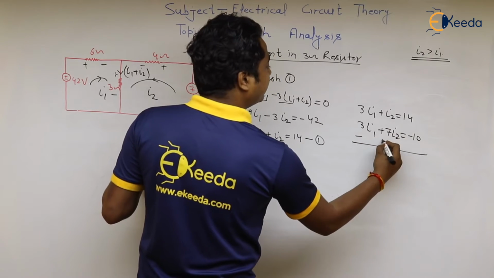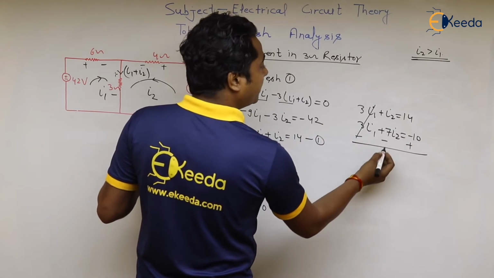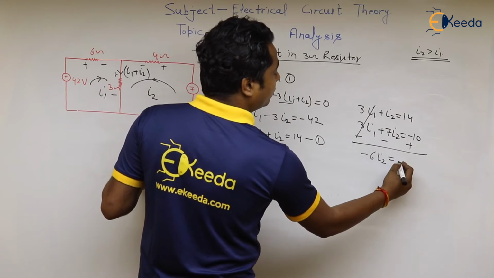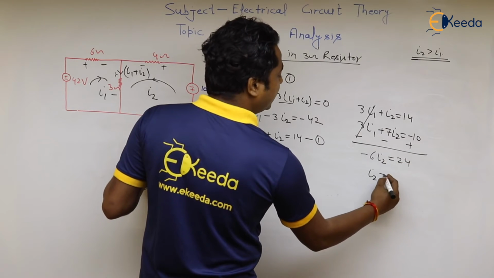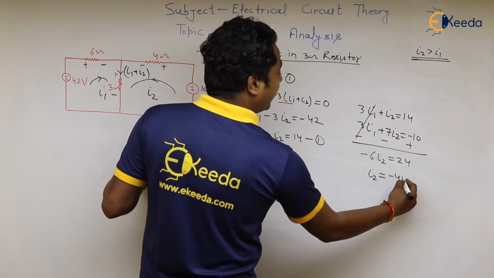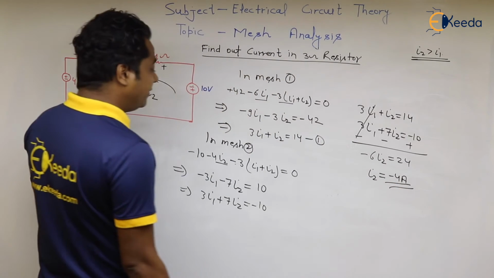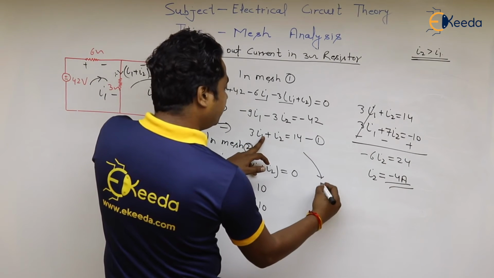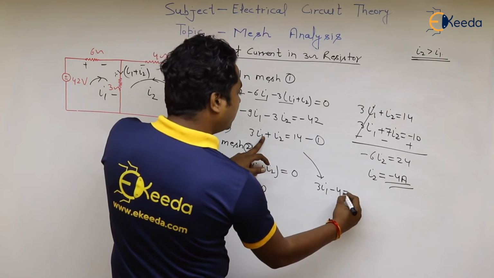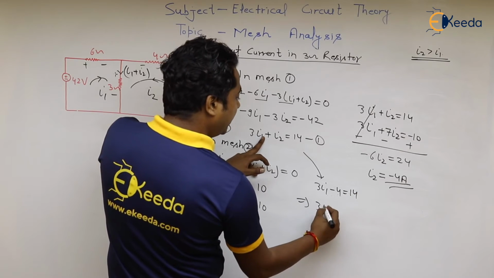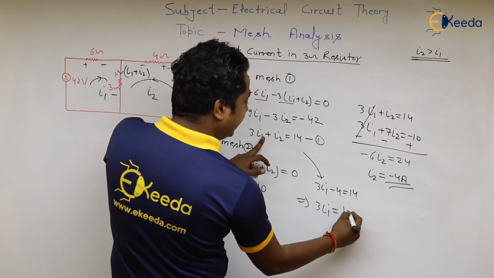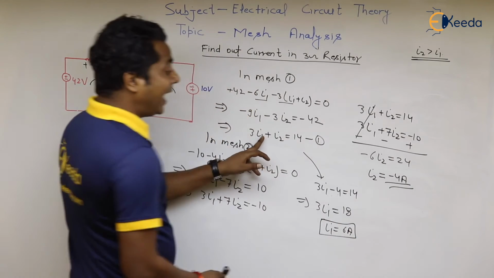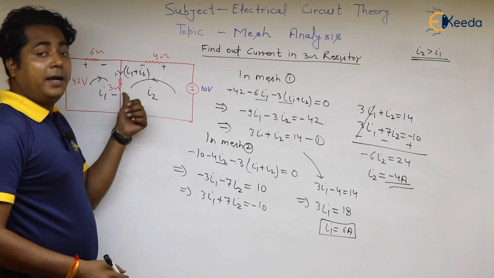I'm just subtracting. This cancels out and this will be your minus 6 I2 is equal to what? 14 plus 10 is equal to 24. So the value of I2 is coming to be what? Minus 4 ampere, and the value of I1 we can calculate from here. 3 I1 minus 4 is equal to 14. So 3 I1 will be how much? 18. So the I1 value will be what? 6 ampere.